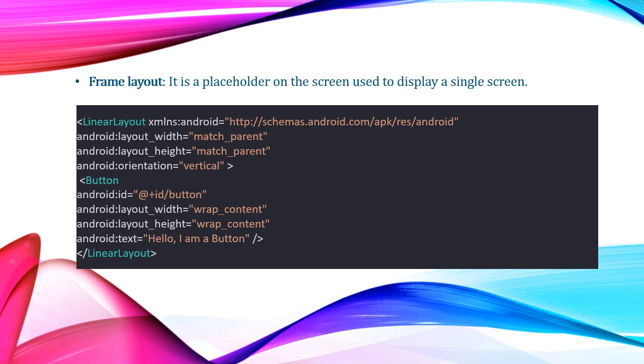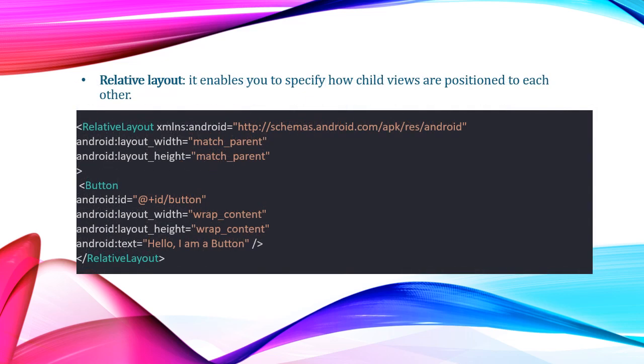And the frame layout, it is a placeholder on the screen used to display a single view. And this is the XML code of the frame layout. And next, relative layout, it enables you to specify how child views are positioned relative to each other. So here you can see the XML code of the relative layout.